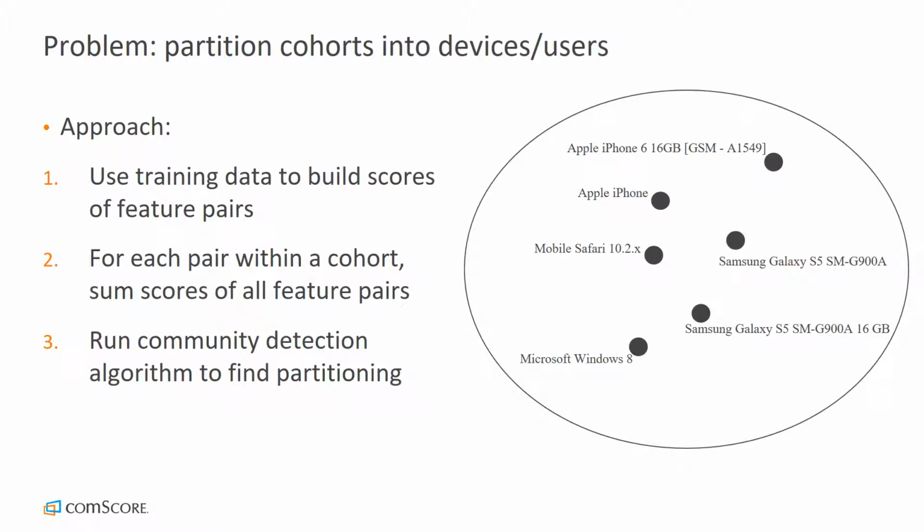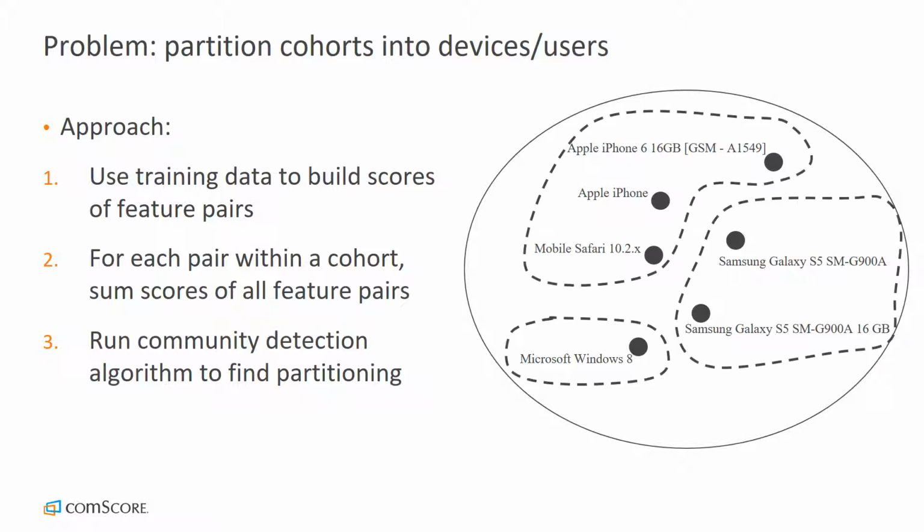In our latest work, we tackle the problem of partitioning these cohorts into fine-grained groupings corresponding to individual devices and users. For example, given that all identifiers in the figure at right share a cohort, we may want to partition the space into the following 3 devices.